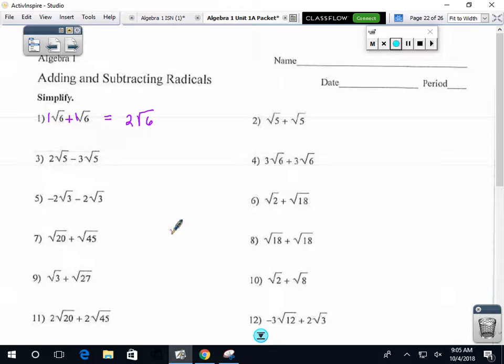Okay, and then I feel like y'all know how to check them now, so we're not going to check every one of them. That way we don't use all our time on this. But if it's a test, you better check your work, okay?